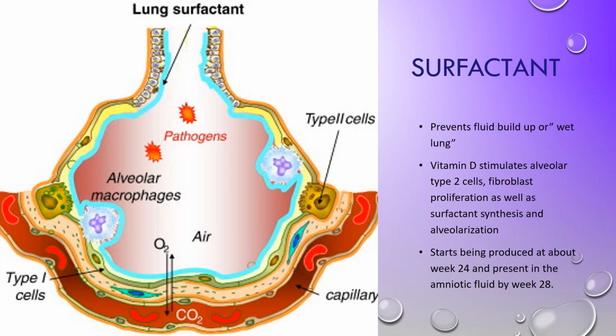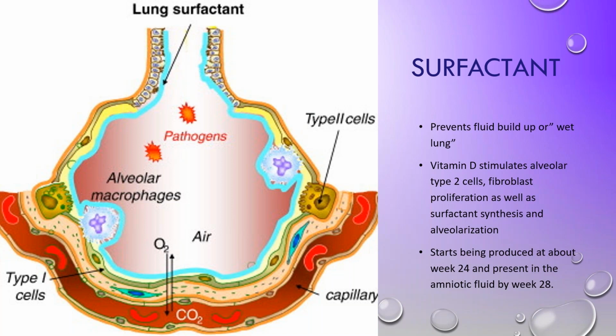Surfactant prevents fluid buildup, or what we call wet lung. So if we don't have sufficient surfactant here, we'll start seeing injury or shearing injuries here, and that in itself will become problematic. Vitamin D stimulates alveoli type 2 cells, fibroblast proliferation, as well as surfactant synthesis and alveolization.